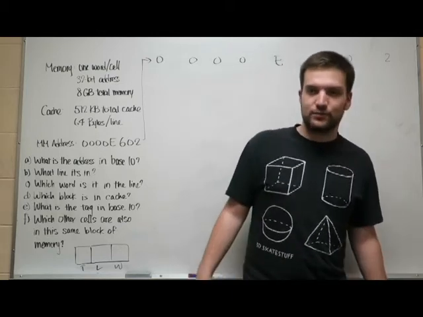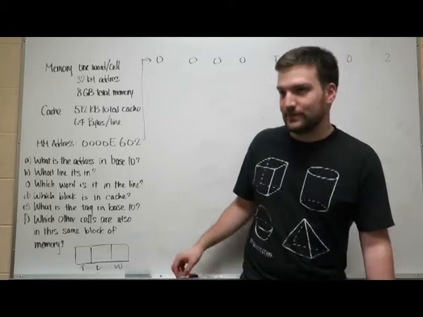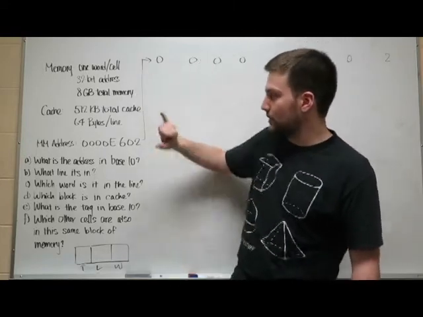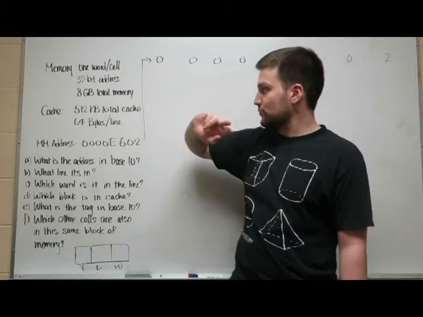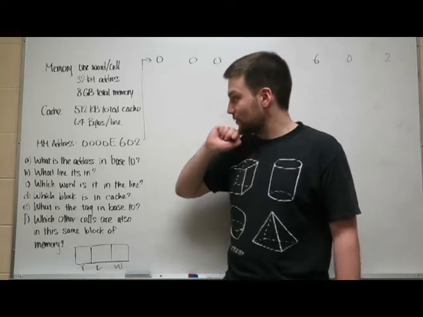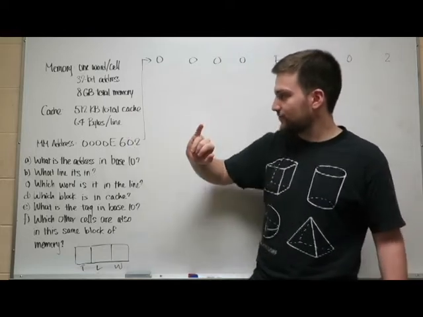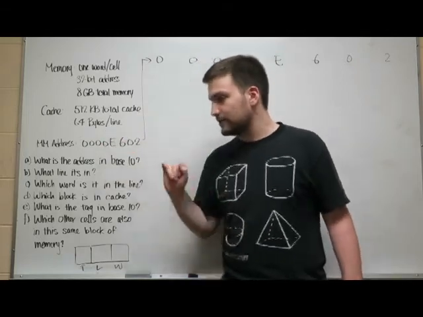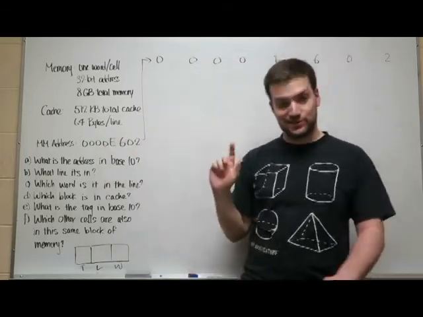We're here today to solve a problem on direct map caching. We have two blocks of memory, our main memory and our cache. Memory has one word per cell, a 32-bit address, and 8 gigabytes of total memory. Our cache has 512 kilobytes of total cache and 64 bits per line. So, 64 bytes per line.